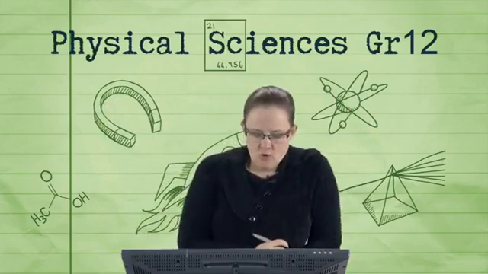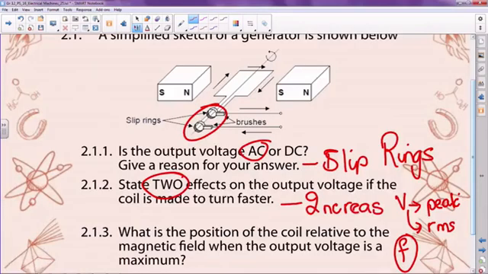Then they ask, what is the position of the coil relative to the magnetic field when the output voltage is at its maximum? Exactly like this. Parallel to the plane. That's when it's at maximum. When it goes perpendicular, it's at minimum. Okay? Parallel like this, maximum.